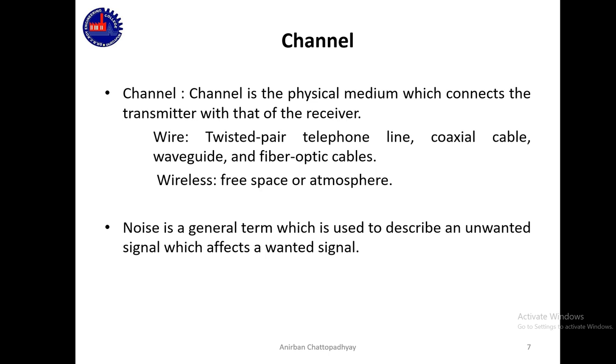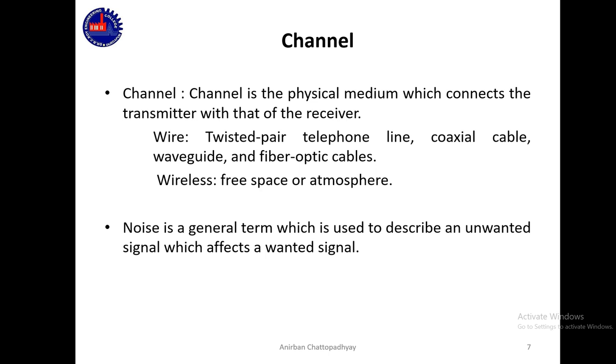There are mainly two types of channel: one is the wired channel, another is the wireless channel. Examples of wired channels are twisted pair telephone lines, coaxial cable, or fiber optic cable. These channels are also known as point-to-point channels, because they provide a point-to-point connection. Another is the wireless channel, which uses free space or our atmosphere.